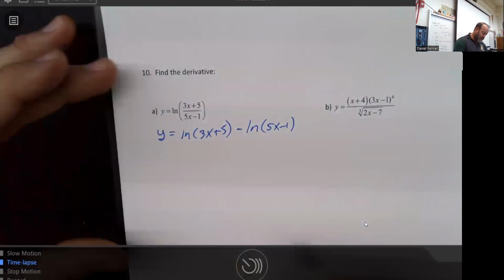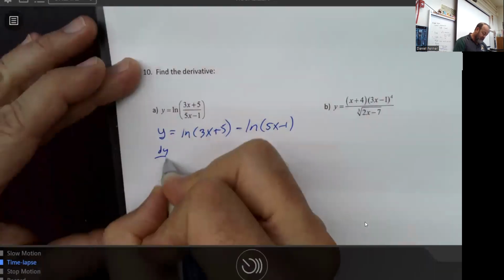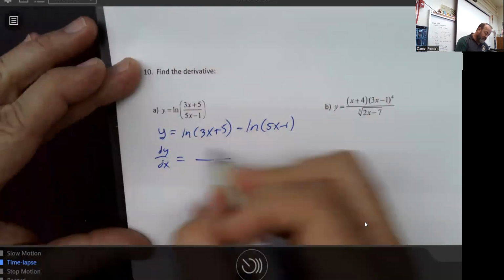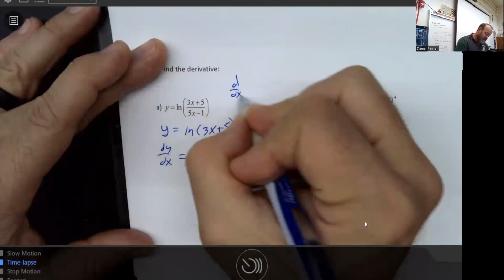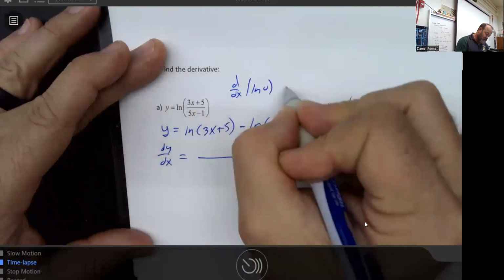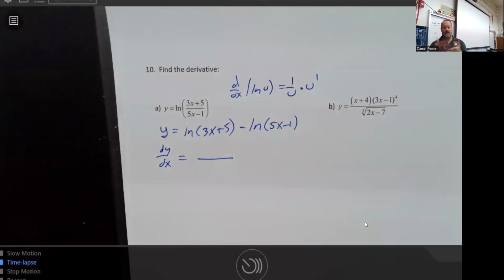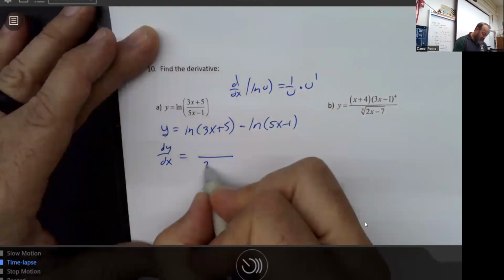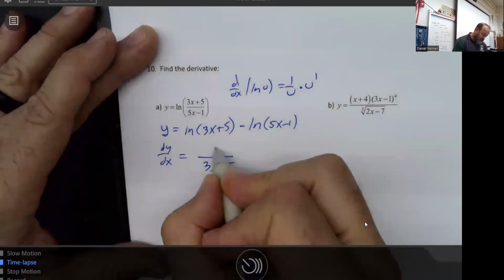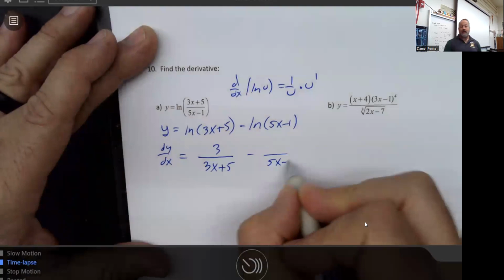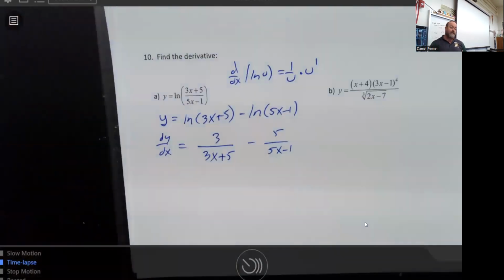And so now if I wanted to find dy dx, remember, the derivative of a natural log is 1 over u times the derivative of u, u prime. So like 1 over u du, if you will. So if we did 1 over u du and then 1 over u du, that technically is sufficient.